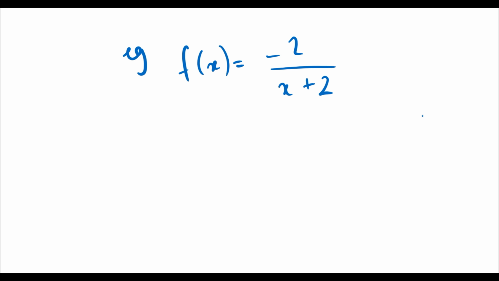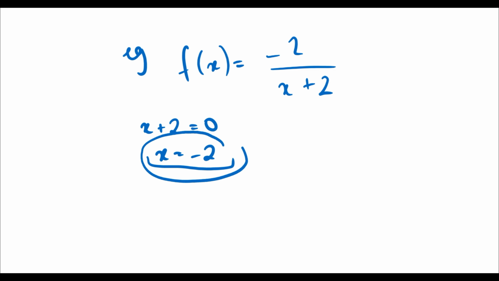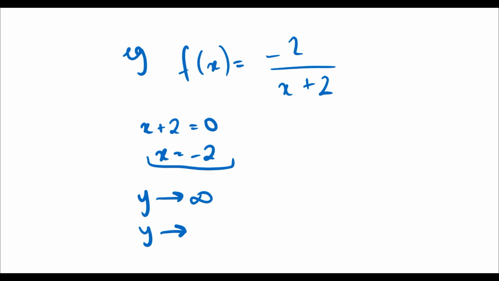Look for the 0 that's in the denominator. So if you equate the denominator to 0, you see that x equals minus 2 is the value of x that makes the denominator 0. And so this becomes the equation of your vertical asymptote. We can also look at the behavior of the function as y approaches infinity and y approaches negative infinity.